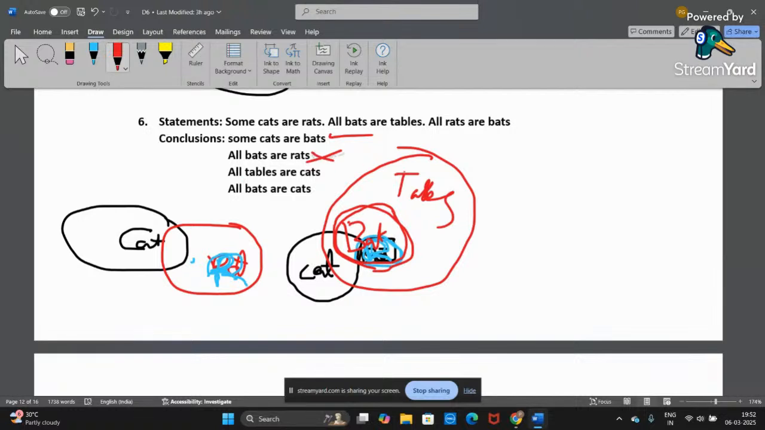Then all tables are cat. No, this is also wrong. Only bat and rat, all bat or all rat are table. But all table is not cat. So even this is wrong. All bats are cat. No, this does not satisfy. So in this, only the first conclusion will satisfy.